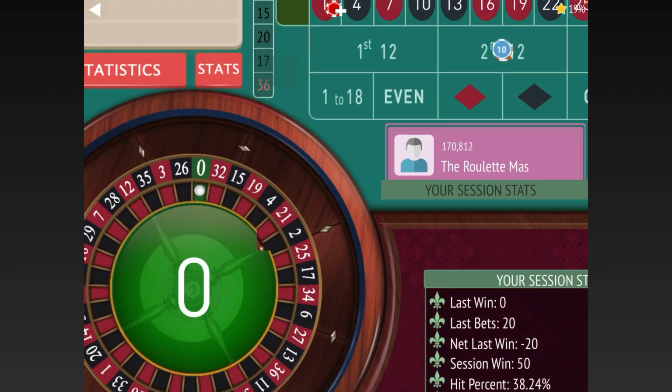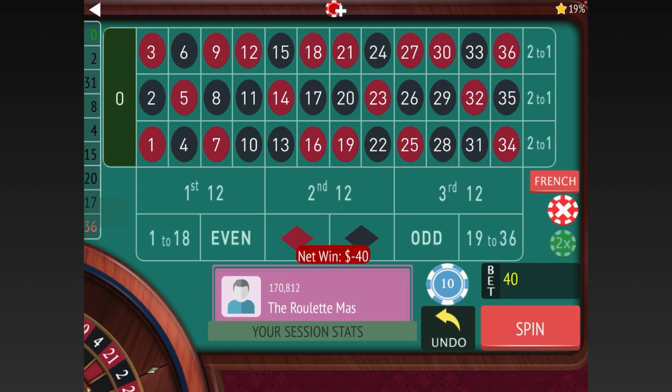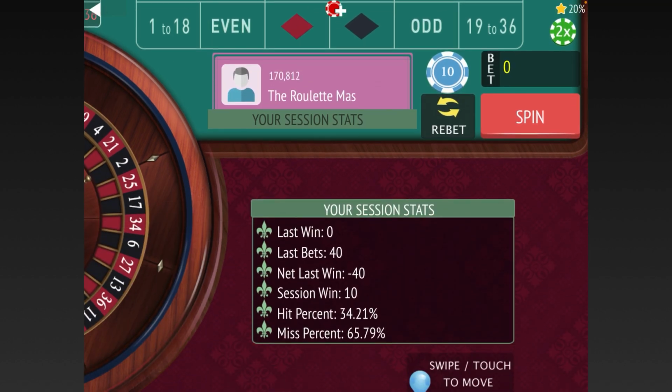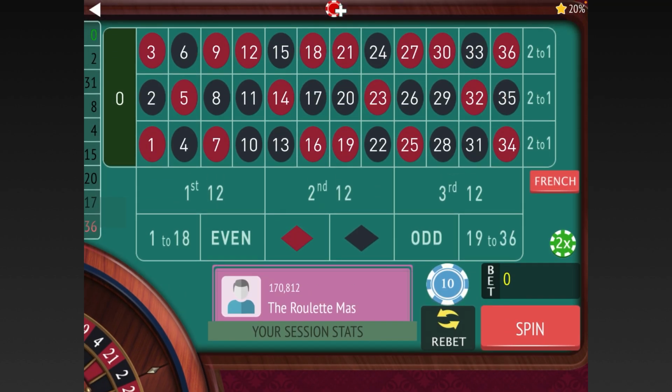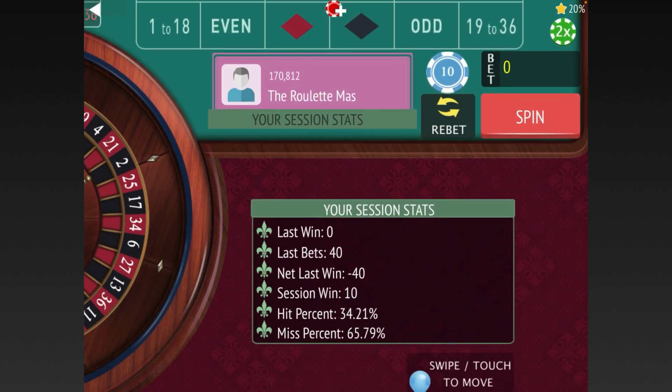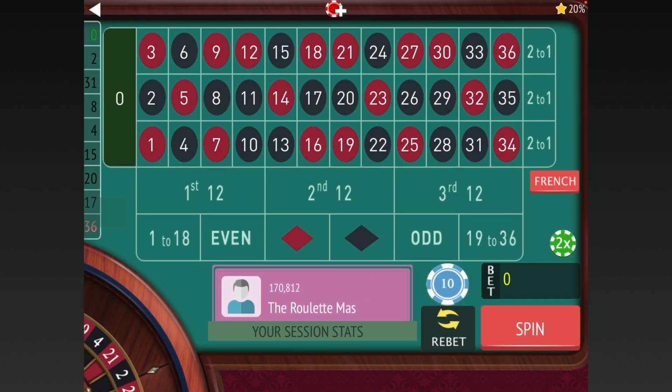Oh, and we hit 0, so we need to increase by another unit again. And now we're going against the third 12. And you can see we bet 40 there. And remember, we were up 70 at one time. That's important. And we're going to go from 40 to 50 because we go up 1 unit whether we win or lose until we're back in session profit.